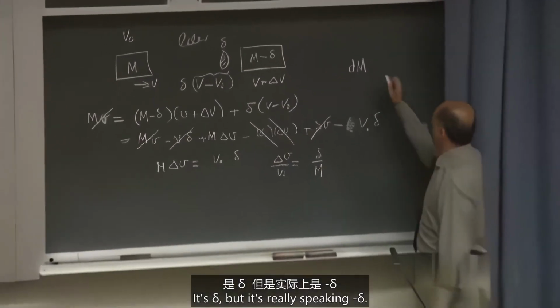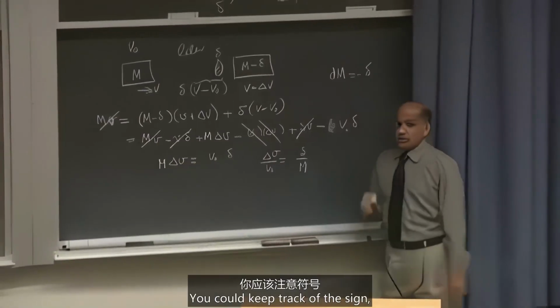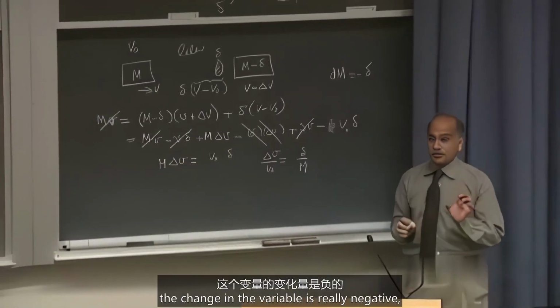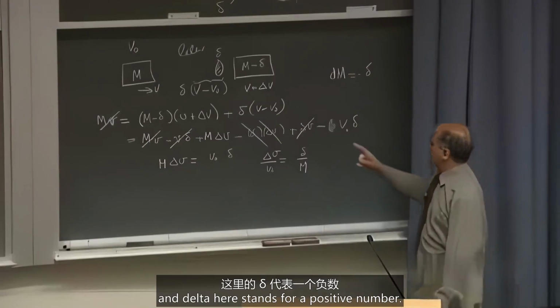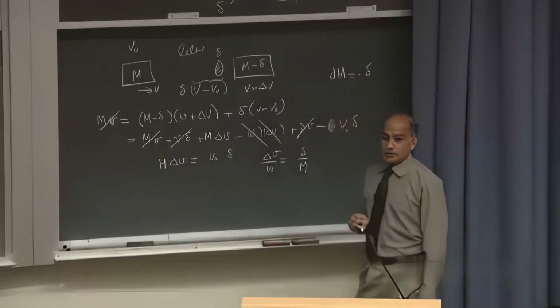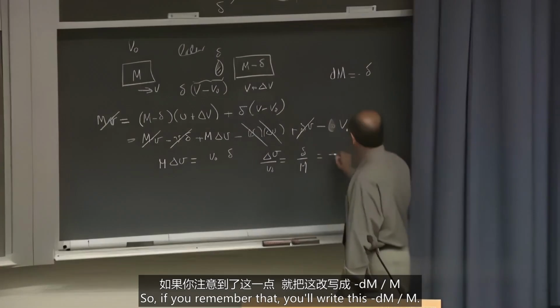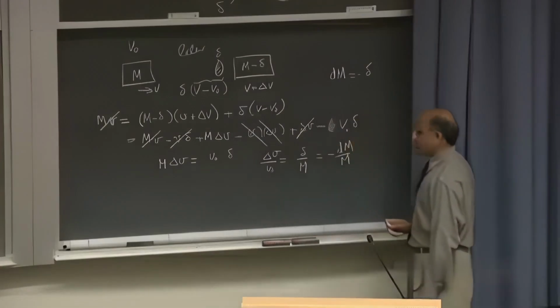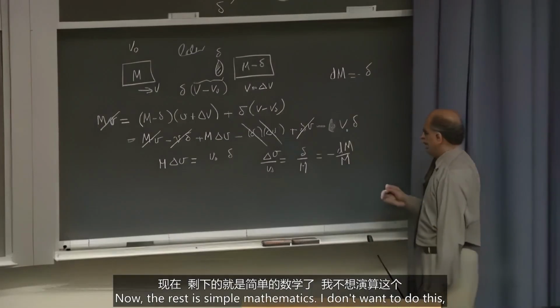In terms of the symbols here, what's the change in the mass of the rocket? It's delta, but really speaking it's minus delta. If you keep track of the sign, the change in the variable is really negative, and delta here stands for a positive number. So if you remember that, you will write it as minus dm over m. Now the rest is simple mathematics.